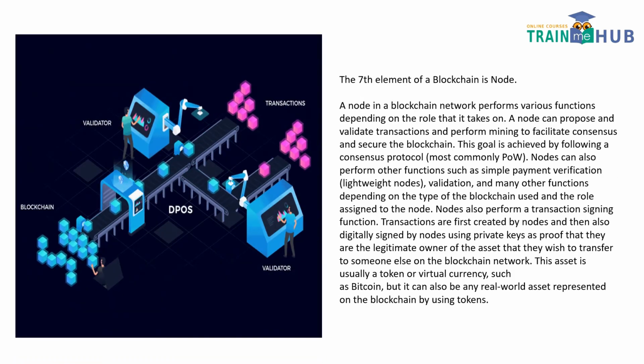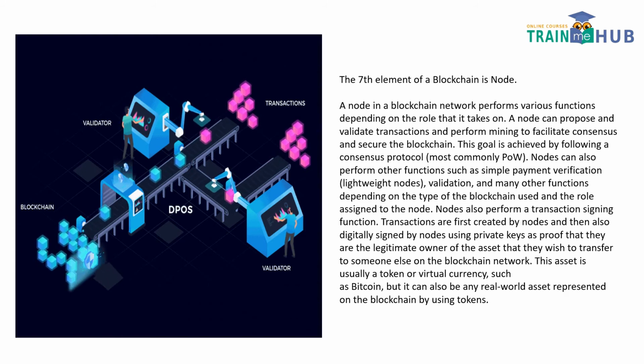The seventh element of a blockchain is the node. A node in a blockchain network performs various functions depending on the role that it takes on. A node can propose and validate transactions and perform mining to facilitate consensus and secure the blockchain. This goal is achieved by following a consensus protocol, most commonly POW. Nodes can also perform other functions such as simple payment verification, lightweight nodes, validation, and many other functions depending on the type of blockchain used and the role assigned to the node.